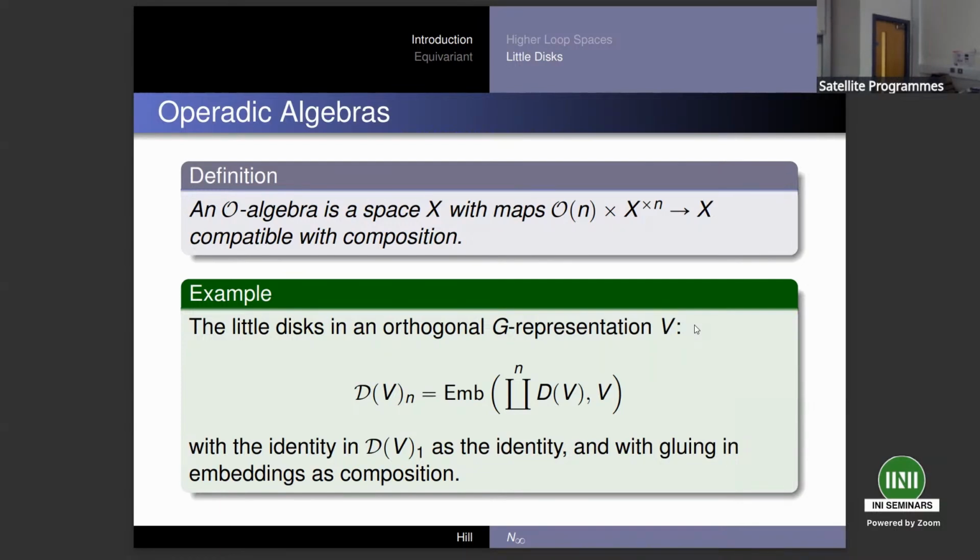So again, I'm going to take embeddings of a bunch of copies of my disk into one copy of the disk. The identity is the fact that one copy of the disk embeds into one copy of the disk. And it turns out that if you compose things with that, it doesn't do anything. The key parts are, I just slot disks into each other. That's the composition, just as I drew before. And the symmetric group action is permuting the disk coordinates that show up. So this gives me a really useful family of operads.